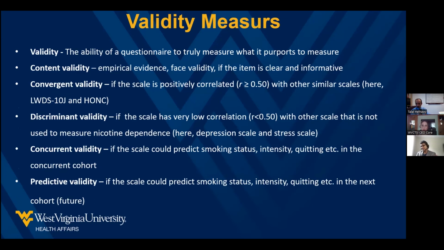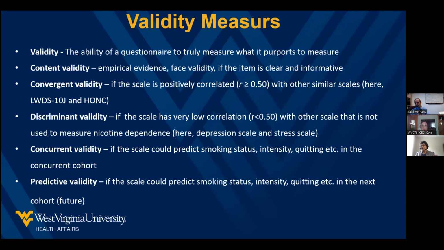The convergent validity is that if this scale is very much correlated, like the R value is more than 0.50, compared to another similar scale. For example, my scale was SCTS 13 and it showed more than 0.50 R with a similar scale like the LWDS 10J, which measured another dependence, that is the cigarette measurement scale. So the correlation was a little bit higher than 0.50. So it says the convergent validity, okay.